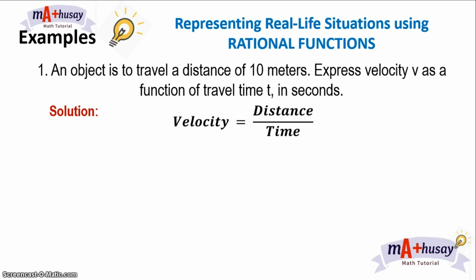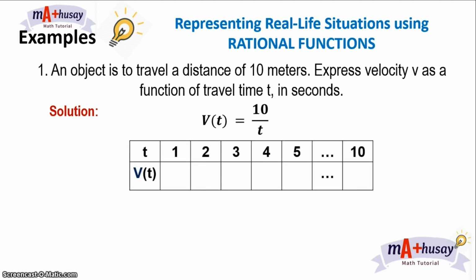time. In this case, since pinag-uusapan natin ay 10 meters, ang ating function dapat ay v of t equals 10 over t. Kung gusto natin malaman ang velocity ng object in 1 second, ang velocity ay 10. That is, v of 1 equals 10 over 1. Diba? 10 divided by 1 is still 10. Now, in 2 seconds, the velocity is 5. 10 divided by 2 is 5.